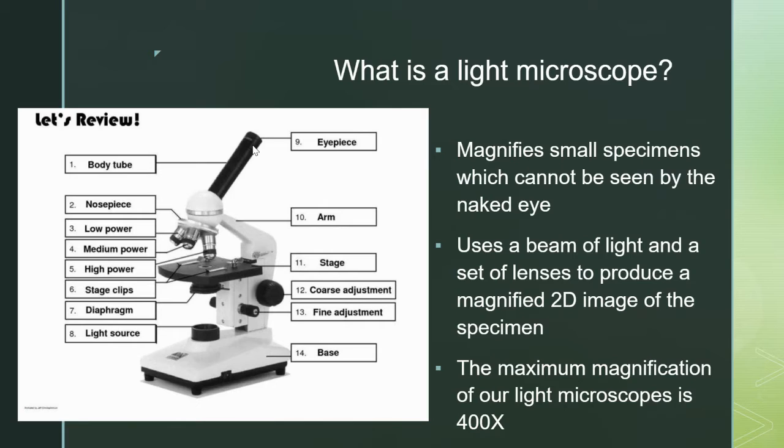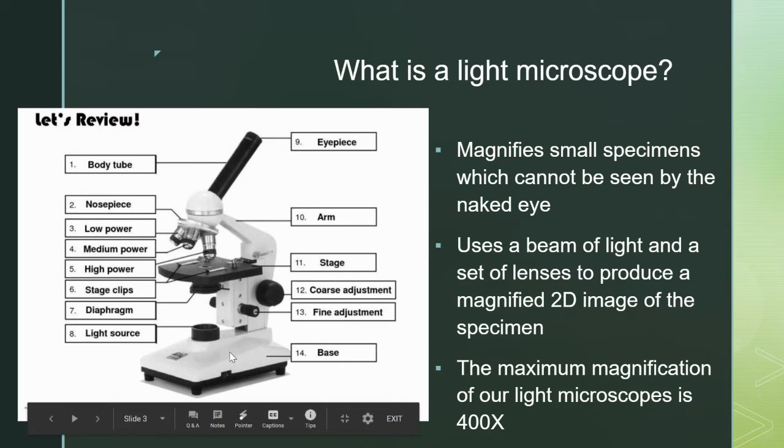Now, with our light microscopes, the maximum magnification is oftentimes about 400 times magnification in our classrooms. You can have some light microscopes that'll do 1,000 times magnification, but not in our classroom. So there are some different parts of this light microscope that are important to note. There's the base that it sits on and the arm. And if you're carrying a light microscope, you want to hold the base and the arm.